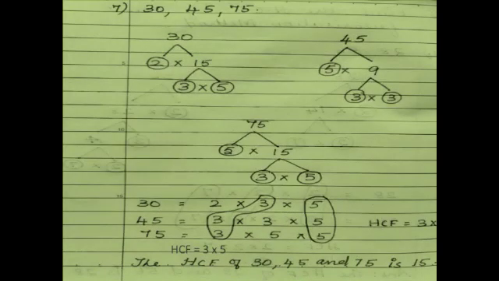The next sum is to find the HCF by the prime factorization method. So you will find the prime factors by the factor tree method. The prime factors of 30 are 2 into 3 into 5. The prime factors of 45 are 3 into 3 into 5. And the prime factors of 75 are 3 into 5 into 5. Here the common factors are 3 into 5. So when you are doing prime factorization, you will write the product of the common factors as HCF. So HCF is equal to 3 into 5. The HCF of 30, 45 and 75 is 15.